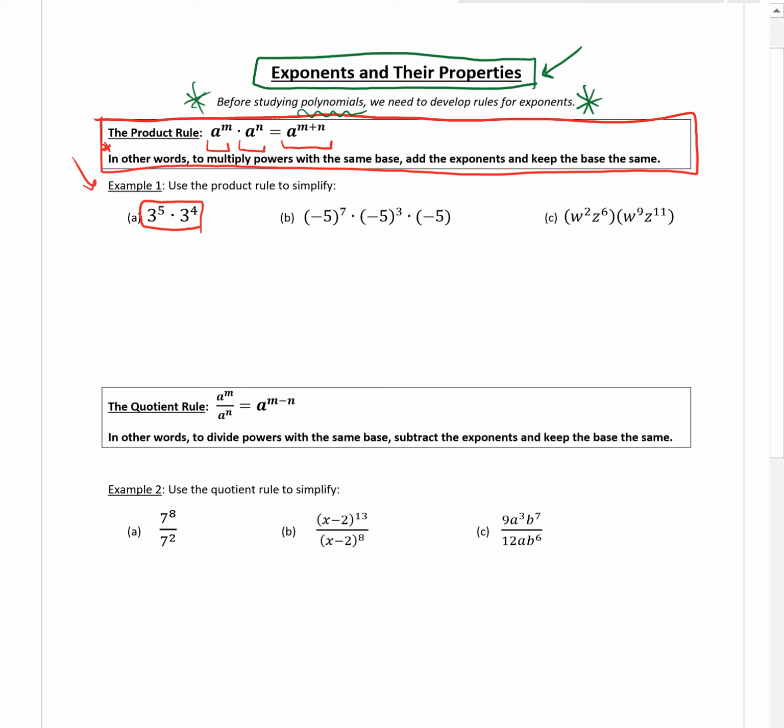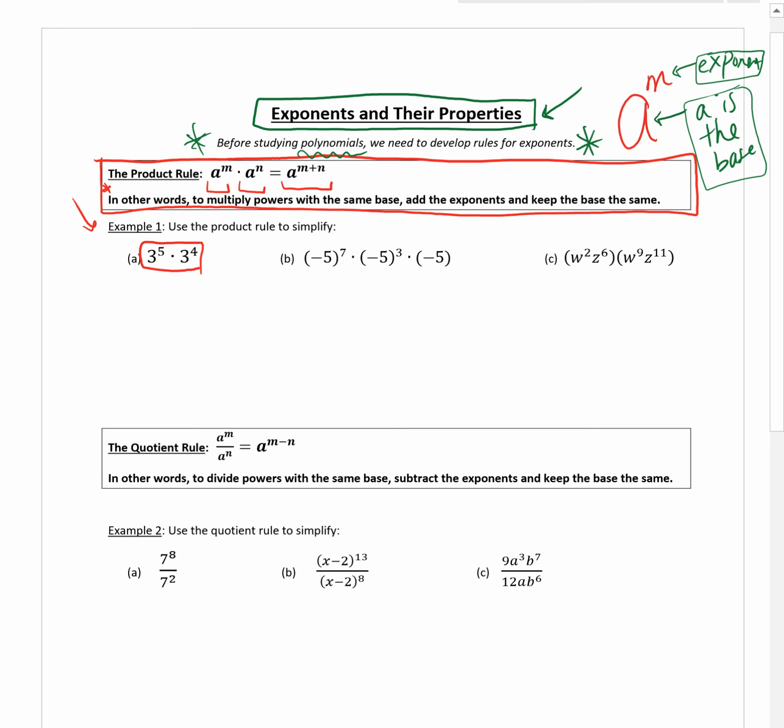Base is, if you have an exponential, something to the power, like a to the m or a to the n, a is the base. Always think of base as the thing being raised to the power. And here m is the exponent, or power. Power is kind of a slang word for exponent. Exponent's probably more proper, but everybody knows what you mean when you say power. So when they say base, they mean the thing being raised to the power.